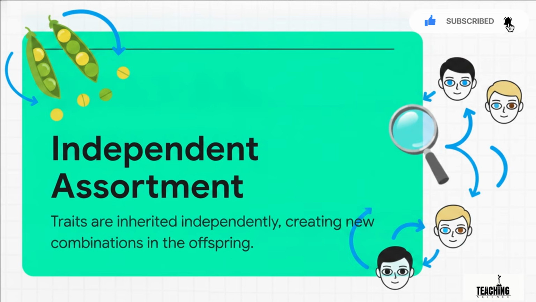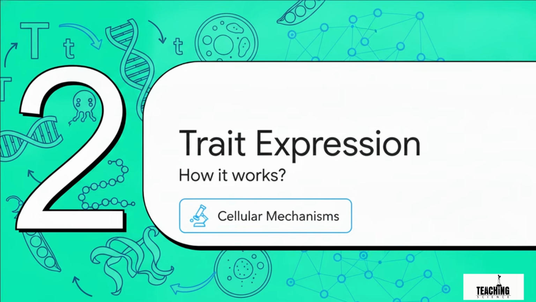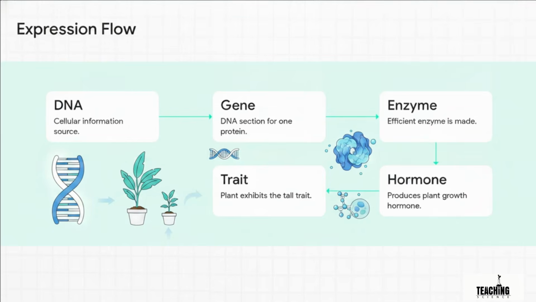Just like your eye color doesn't dictate your hair color, they sort themselves out independently. Section 2. How do these traits get expressed? So the real question here is, we've talked a ton about capital T's and small t's, but how do these math-like letters actually turn into a physical, living trait?